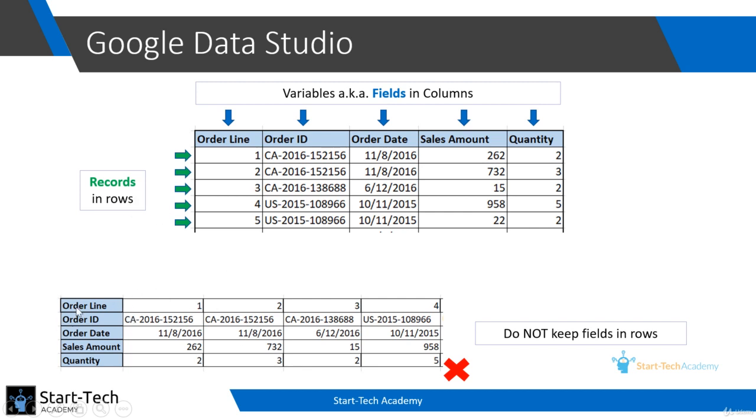Having data like this is not advisable. That is, we should not have fields in the rows and records in the columns, because then Data Studio may not pick up the variables properly. So always try to have your data in this format where the fields are in columns and records are in rows.